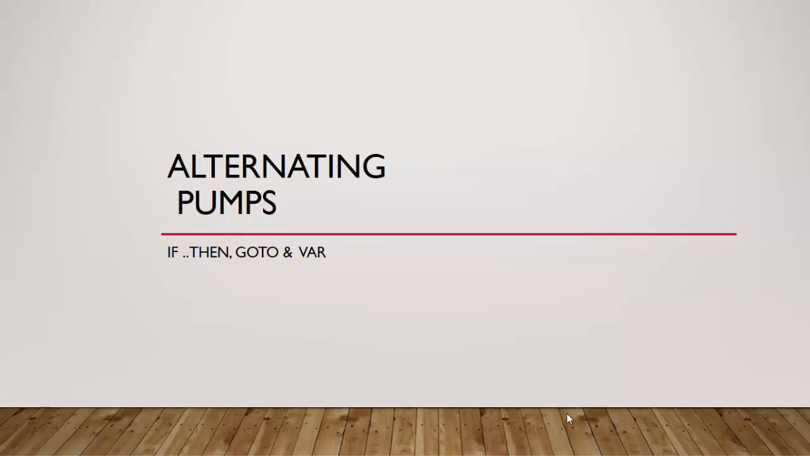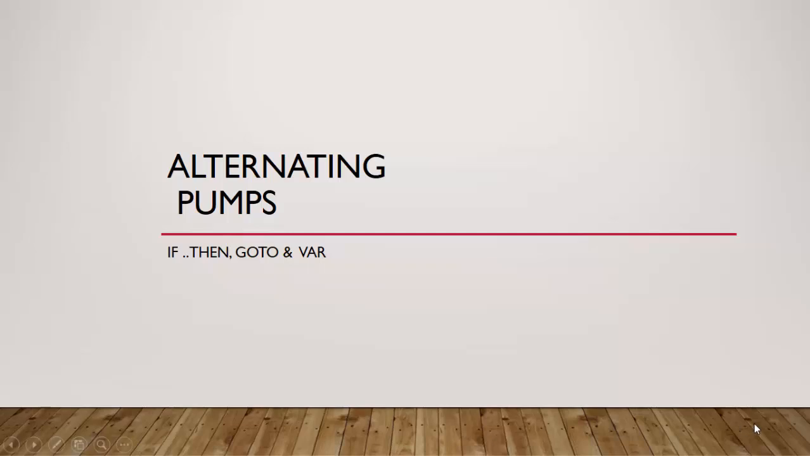We're going to talk about alternating pumps. And this circuit and program is going to be very similar to the previous circuit with two floats controlling a pump. But in this case, we're going to have two pumps. One pump will go on when needed. When the level goes back down to normal, and then goes back up again, we'll use the other pump. And the pumps will alternate.